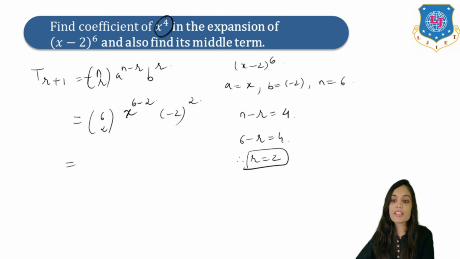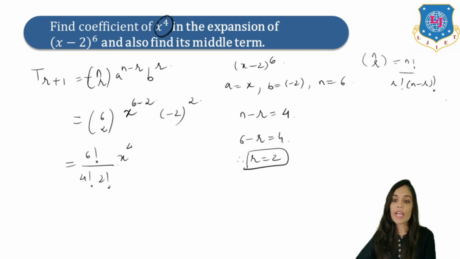Right? So let us put the value of r as 2 and simplify. So let us find this 6C2. We know the formula of nCr: it is n factorial upon r factorial into (n − r) factorial. So 6 factorial upon 4 factorial into 2 factorial, x raised to 4, and (−2) squared will be 4. So this 6 factorial will be equal to 720, you can find it out. 4 factorial will be 24, 2 factorial will be 2, and this will be 4 into x raised to 4.